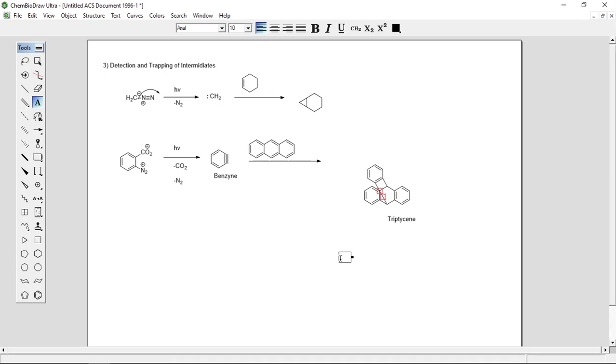So in this reaction also you can say that the reaction involves benzyne as the intermediate, and you are trapping that benzyne intermediate because benzyne reacts easily with anthracene, and you will get this product. By analyzing this product, you can say that this reaction also involves benzyne as an intermediate. Let's take another example.